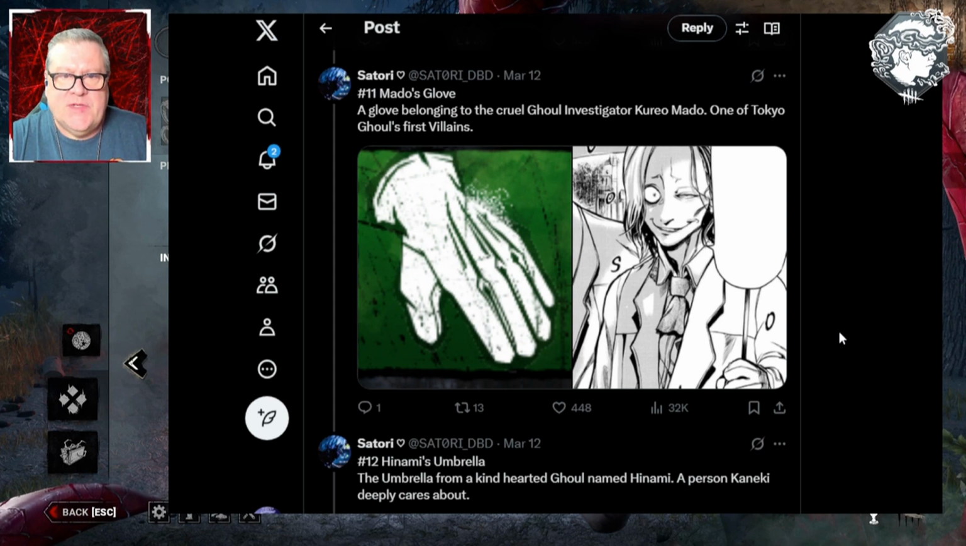Number 11, Mado's glove. A glove belonging to the cruel ghoul investigator, Ryo Mado. One of Tokyo Ghoul's first villains. Yeah, he's like a main person in the CCG, the Commission of Counter Ghouls.